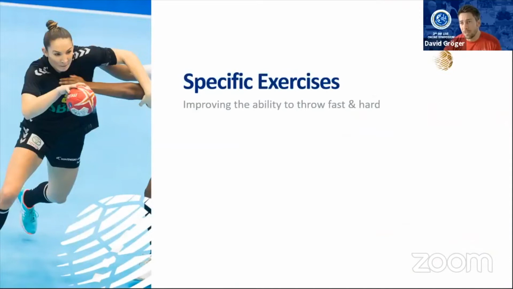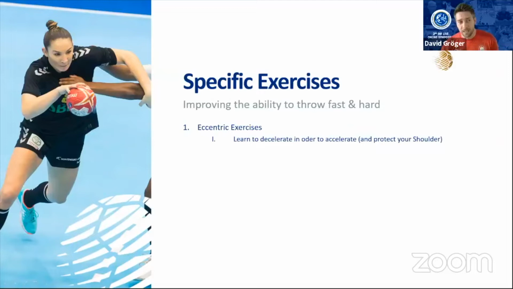So the specific exercises, we talked about some key performance indicators before. The specific exercises should target these key performance indicators. So one of these was the follow through or the deceleration phase of the throw, and therefore it's very important to have some eccentric exercises.